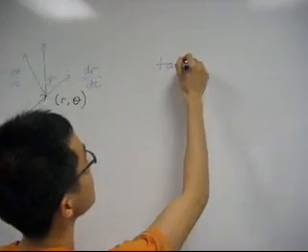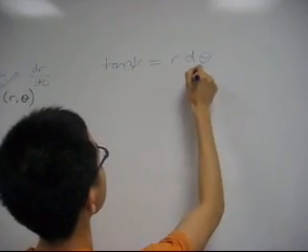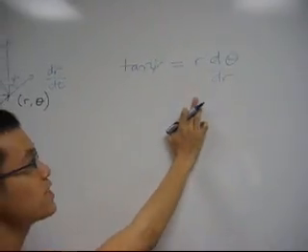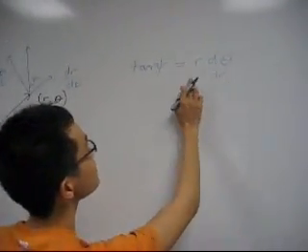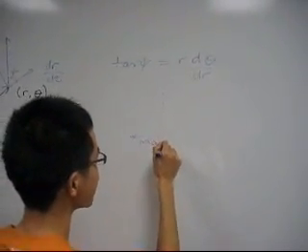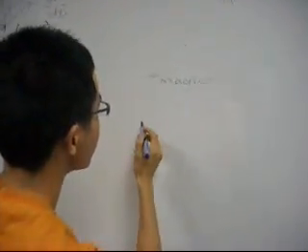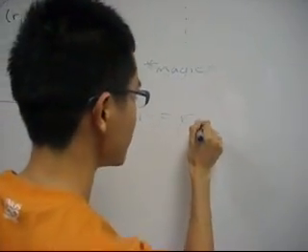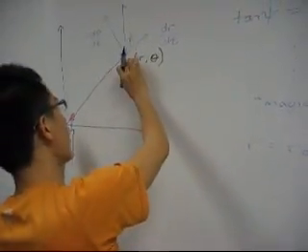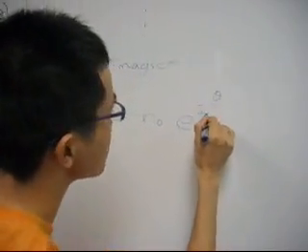Tangent psi is equal to r d theta over dr, and this psi is a constant. So this looks like a familiar ODE. I'm sure you all love ODEs by now. We can solve it, so I'll skip that. Magic. All of you love magic shows, right? And the answer is r equals r naught, which is the initial distance from the moth to the candle, times e to the theta over tangent psi.